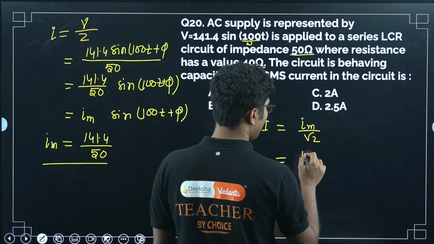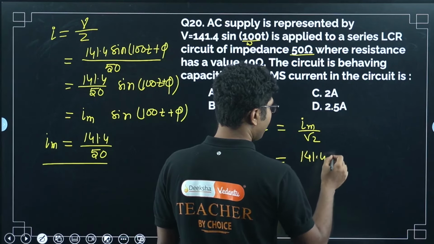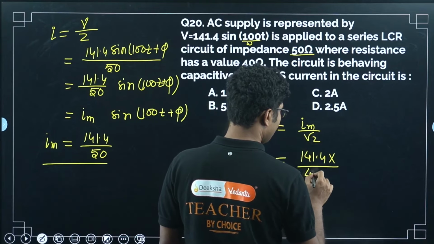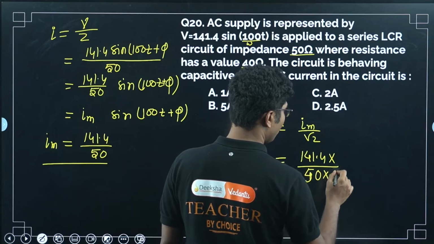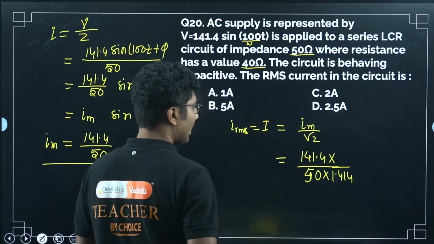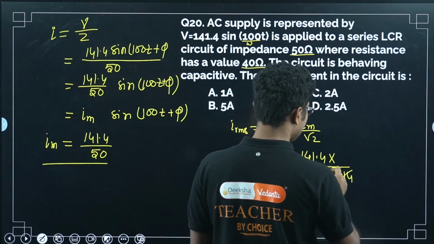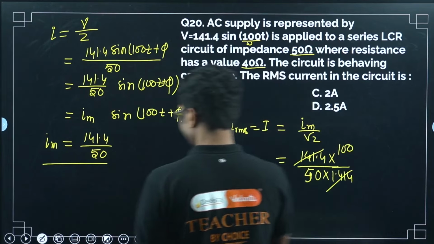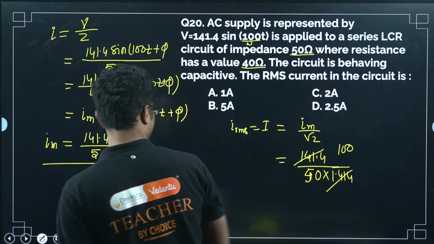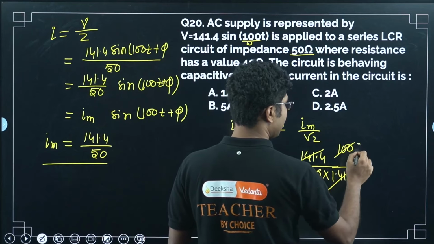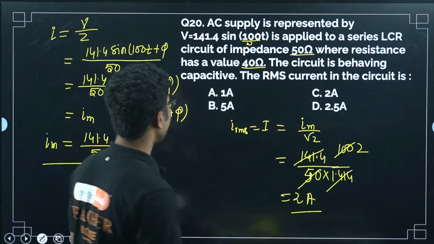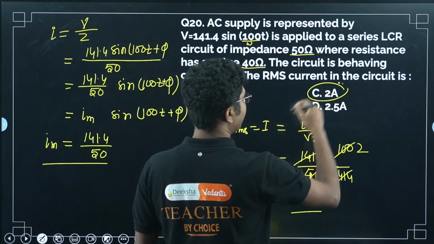So 141.4 divided by 50 times √2. Now √2 is 1.414, right? So what will be happening here? If you cancel this, you will get 100. So 100 by 50, that is 2. So I RMS is 2 ampere. Okay, so the correct answer is 2 ampere, option C.